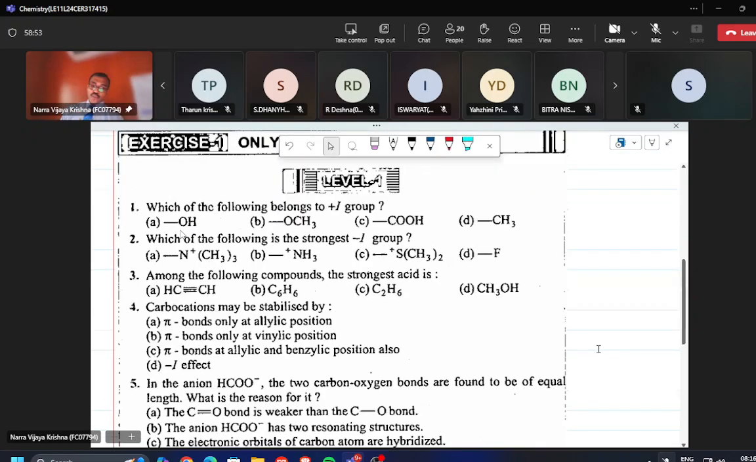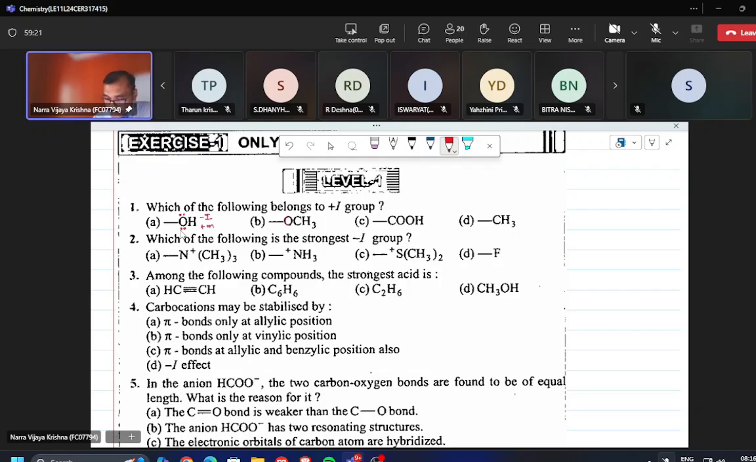First question, sir. Which of the following belongs to plus I group? D, yeah? What about A? Minus I and plus M. Reason? Oxygen has lone pair of electrons and oxygen is more electronegative. Correct or not? So this is minus I group and plus M group.